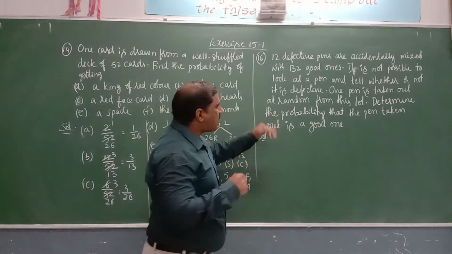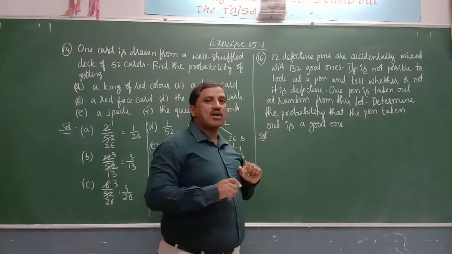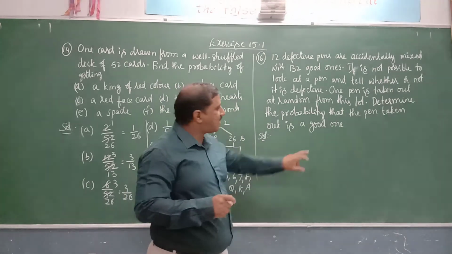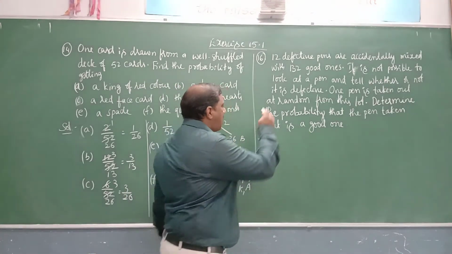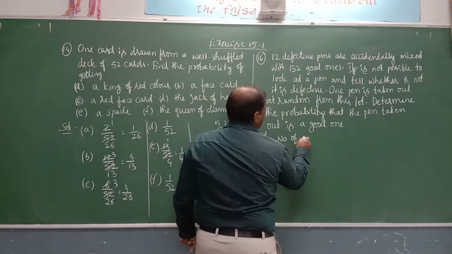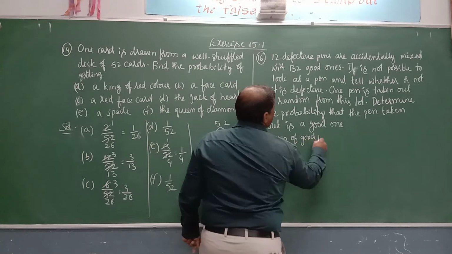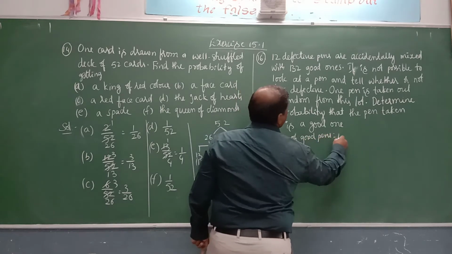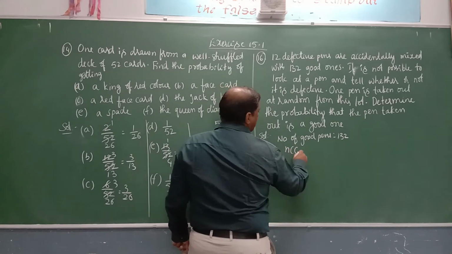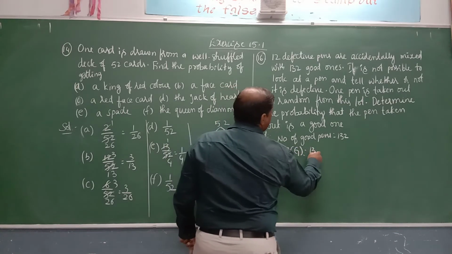So we need to find the probability that the pen is a good one. We will take good one as G. The letter G stands for the number of good pens. So the number of good pens is how much? 132. Then that is n of G. Here G stands for good pens, 132.